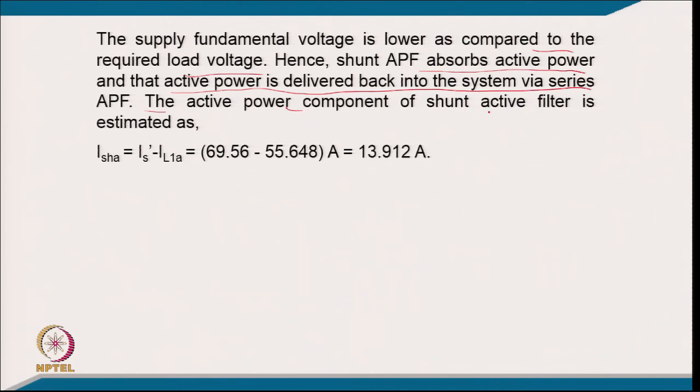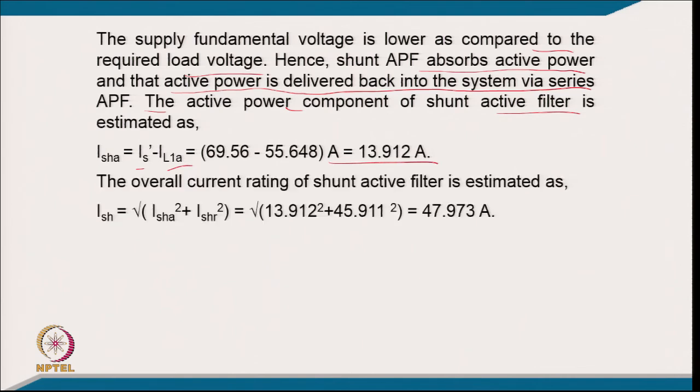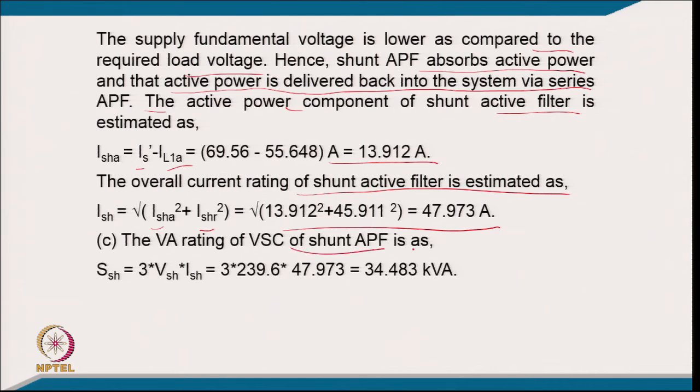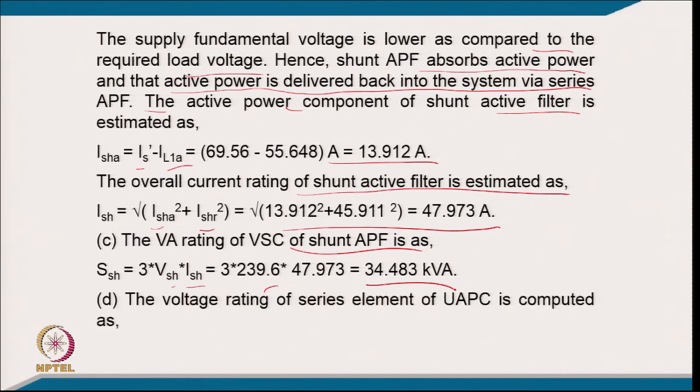So, the active power component of the shunt active filter is estimated as IS minus IL, that is 13.912 ampere, and the overall current rating of the shunt active filter is the square root of the active component squared plus the harmonics and reactive component squared. Putting in the value it comes to 47.973 ampere, and the VA rating of the shunt active filter is 3 into voltage rating into current rating; putting in the value, it comes to 34.483 kVA.